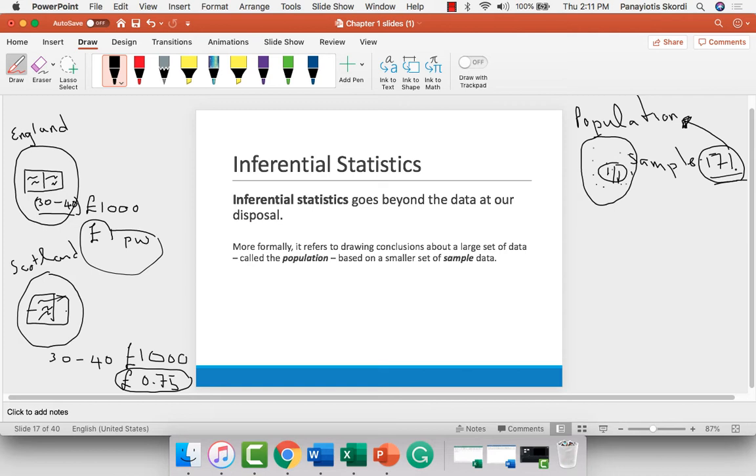So now, when we actually want to find out the population figure, but it's too difficult to get to everyone in the population, so we choose a sample and find the sample figure and use that as an estimate of the figure that we really want. That process is called inferential statistics. Okay, and I'll come back to that as we go through the slides again. But let's look at an example now.